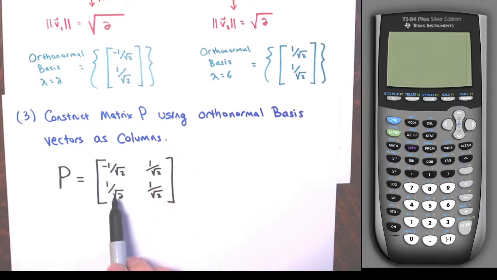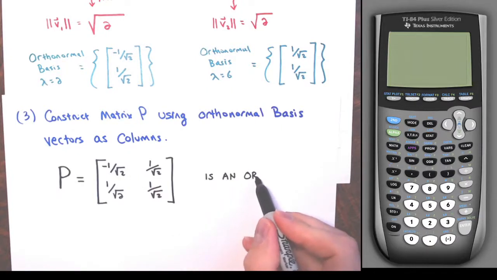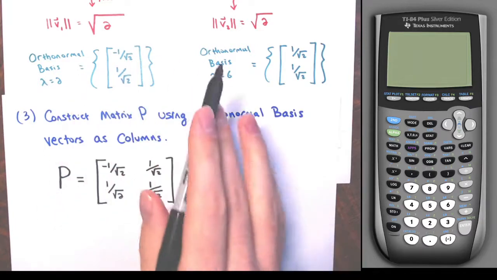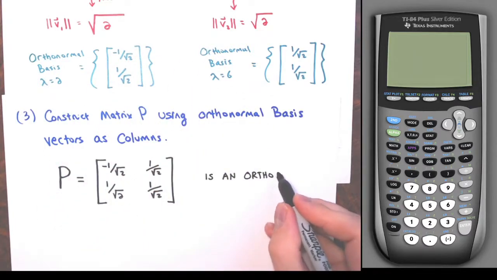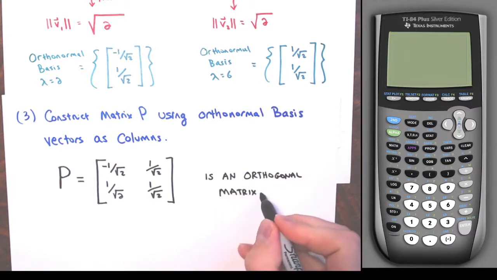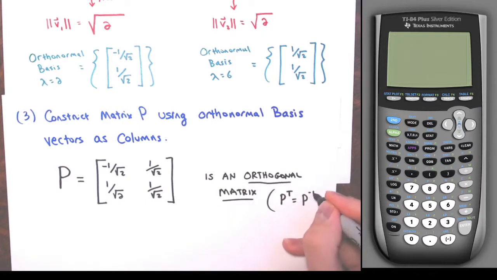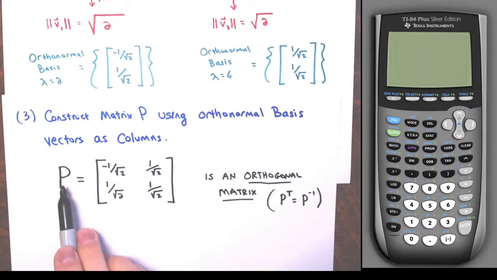Do you see how the columns form an orthonormal set? This is an orthogonal matrix, and it will be if you did everything prior to that correctly. Meaning that P transpose is equal to P inverse. And you can verify this. Multiply P by its transpose and see that you get the identity matrix.